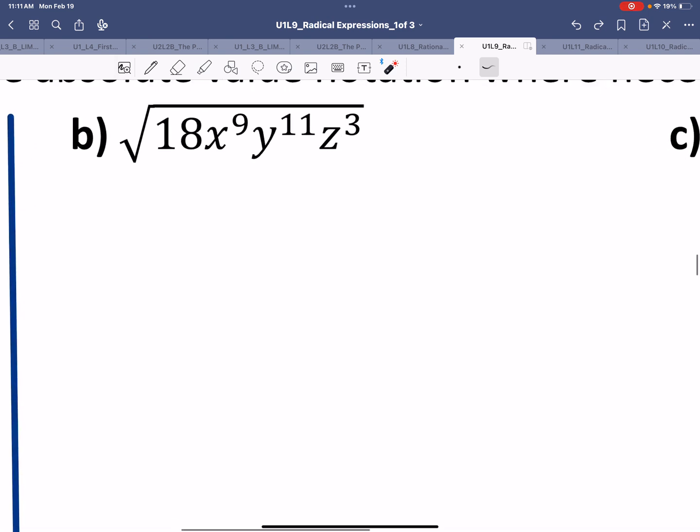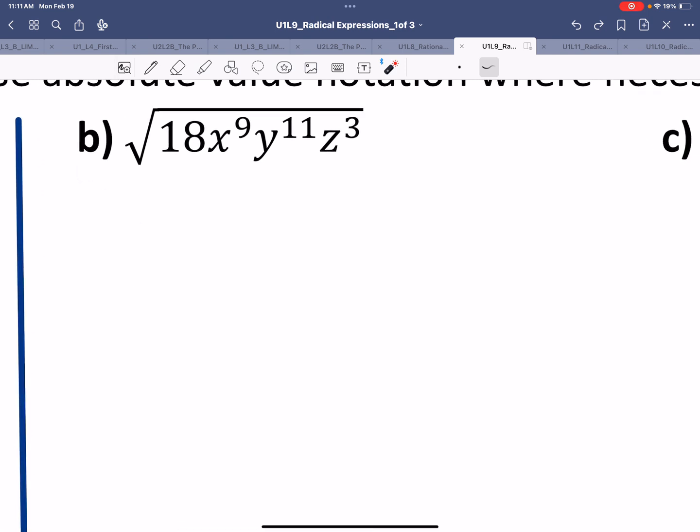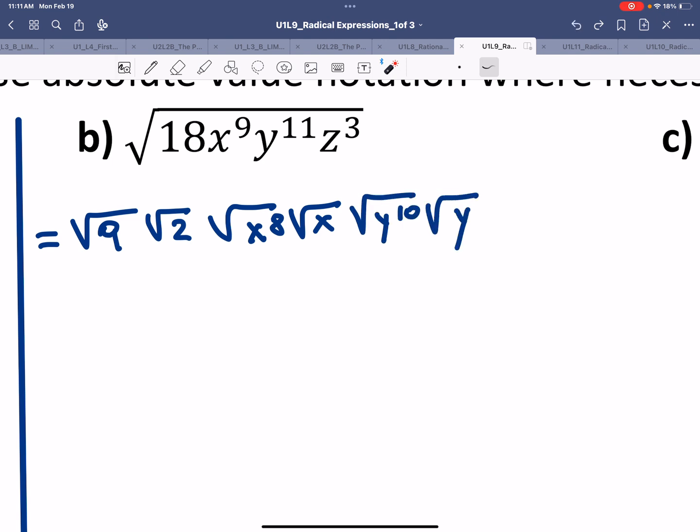So we have the square root of 18 x to the 9, y to the 11, z cubed. We have an even index, a power of 2, which means we need to break down the coefficient into two factors, one of them a perfect square, and x to the 9, y to the 11, z to the 3. All of these need to be broken down into powers that are even multiples, right? So we have the square root of 9 times the square root of 2. For x to the 9, we have x to the 8 times x to the power 1. For y to the 11, y to the 10 times y to the 1. And for z to the power 3, z to the power 2 times z to the power of 1. Let's simplify. The root of 9 is 3, and then root 2.